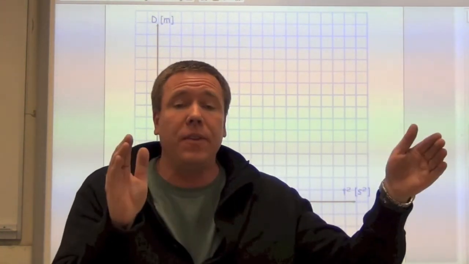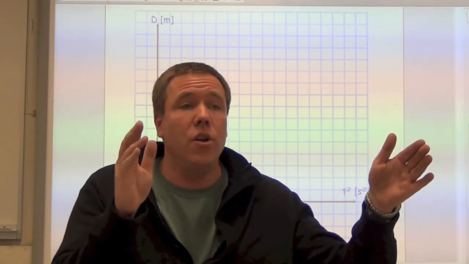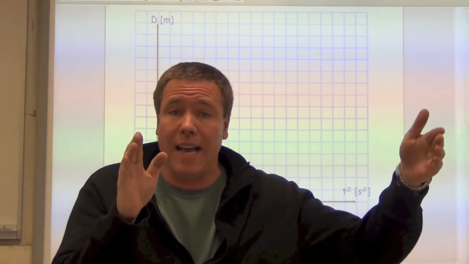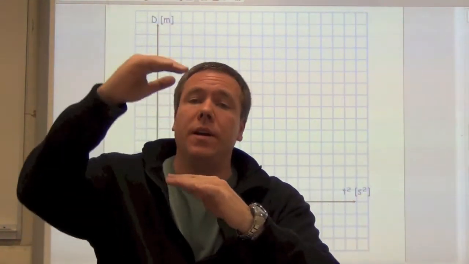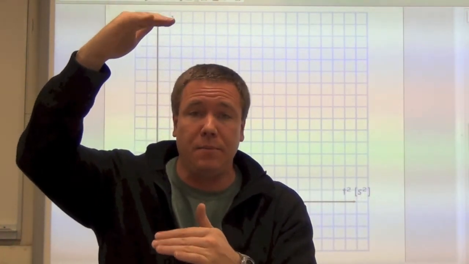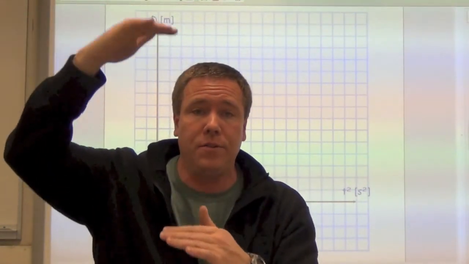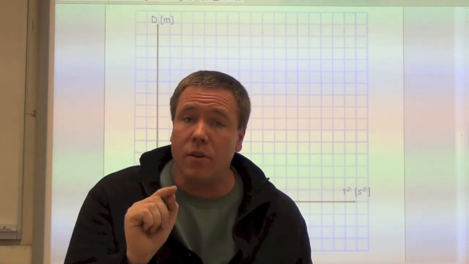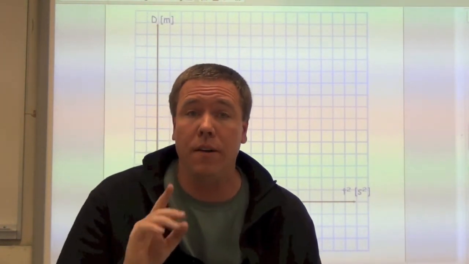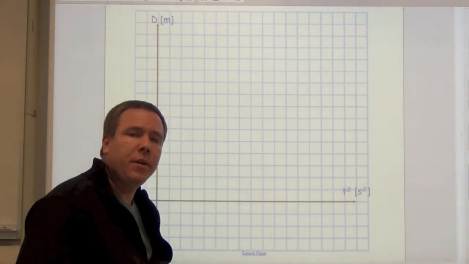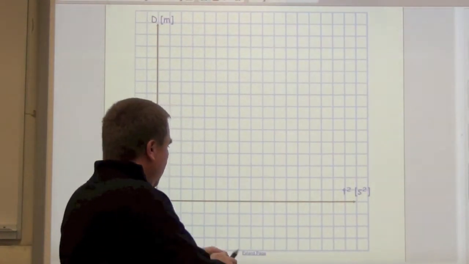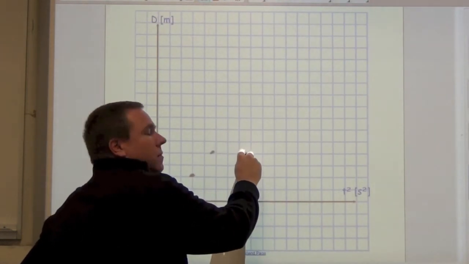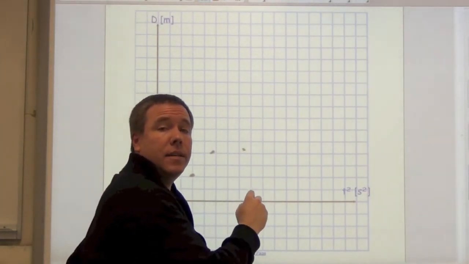Again, stretch out the T squared axis carefully. Have a zero point, and then know how far out you need to go to get your last T squared. Stretch out your displacement. That shouldn't be too hard because you've already made a plot where you stretched it out. You can use that same scale. But remember that we want to see an origin, a 0, 0, on your paper. On your plot of D versus T squared, carefully plot every single data point.